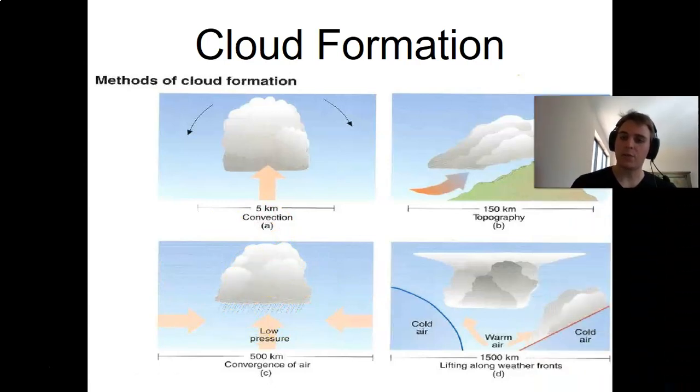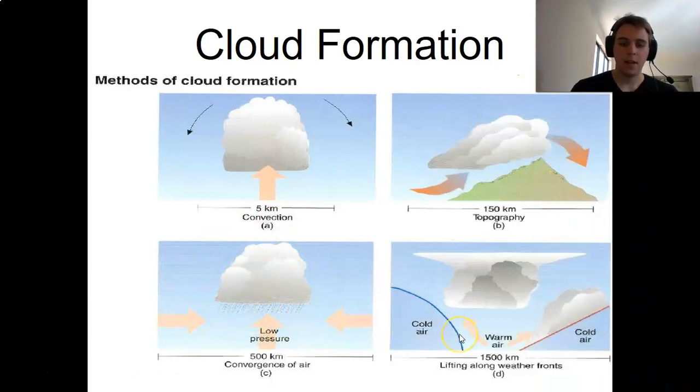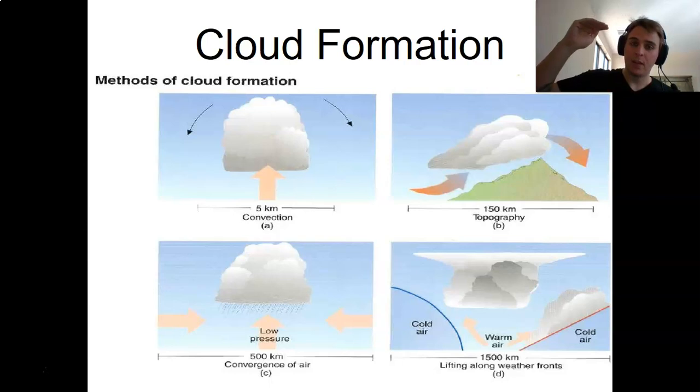And then this last one is if you've got lifting along weather fronts. So if you've got cold air here, and you've got this pocket of warm air, it's not going to sink down below the cold, because we know that about density, right? Warm things are less dense, so they float. Cold things are more dense, so they sink. So this warm air is going to be sitting on top, and that's going to allow it to create clouds as well, to condense.